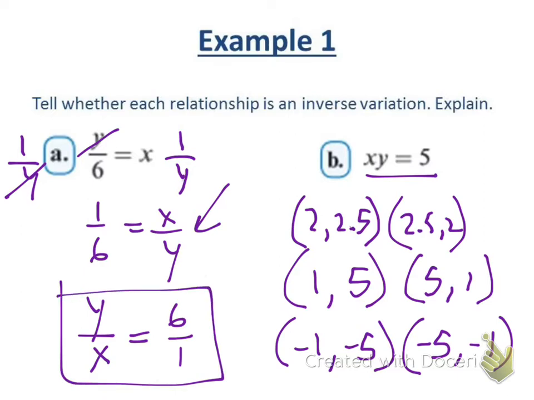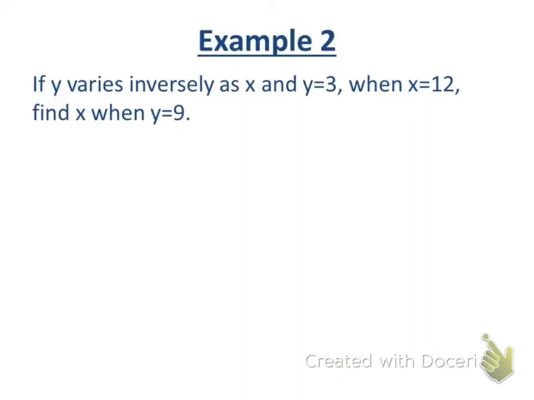Cross multiply. Right, you get y equals 6x again. So no matter what you do mathematically, as long as you don't make an error or break rules, you're going to get direct variation out of letter A, and you get inverse variation out of letter B. Okay? All right, next example.